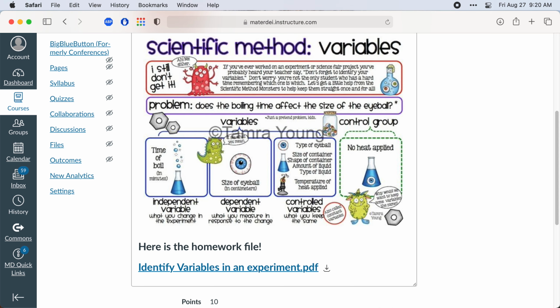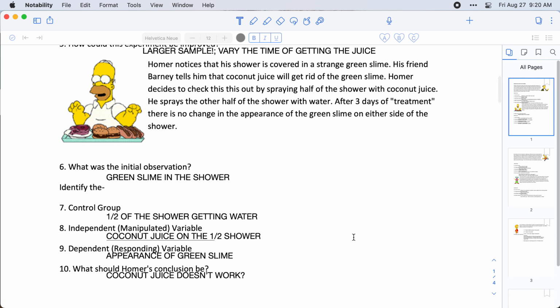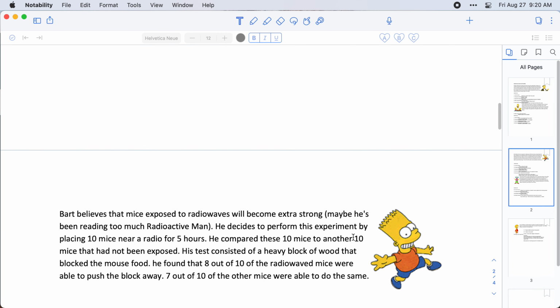Okay, let's zoom over to the assignment, and we will go over here to Bart. I like this one. Radioactive mice. So Bart believes that if he exposes mice to radio waves, they're going to become extra strong. He was reading too much about Radioactive Man. So to make his mice radioactive, he's going to put them next to a radio and just have them listen to music for 10 hours. And then see if they are going to get strong.